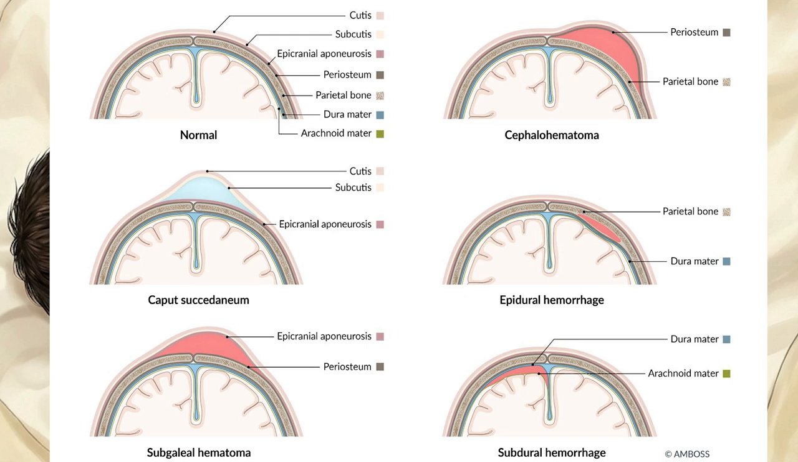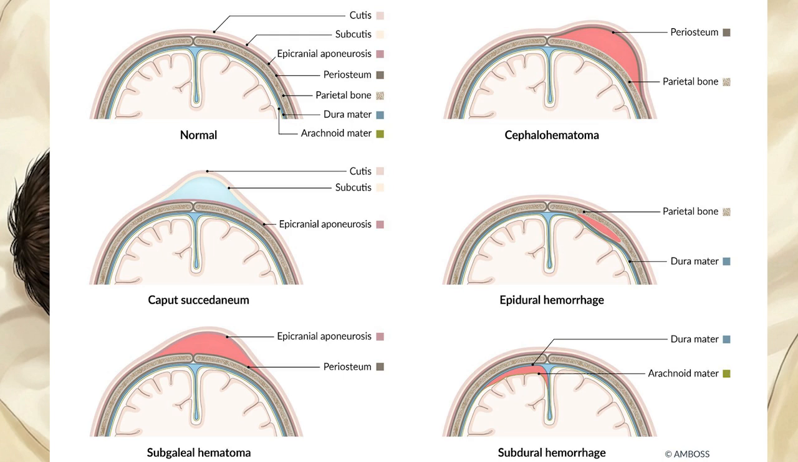Next, assess for caput succedaneum. Caput succedaneum is a soft swelling that crosses suture lines. It is caused by fluid accumulation above the periosteum. This swelling typically resolves within a few days after birth.